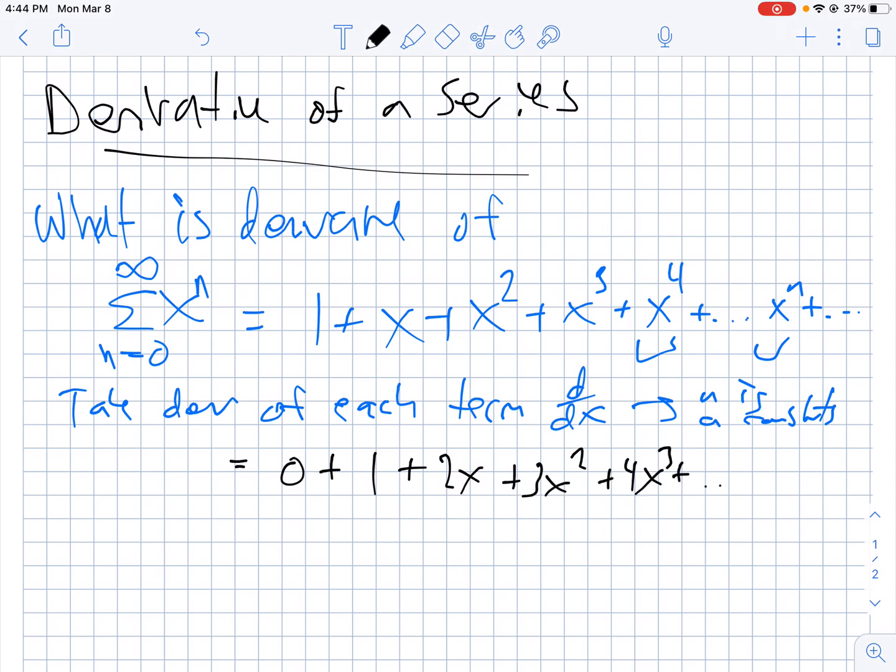So when I take the derivative of this term with an x to the n, the n comes down, and then we subtract 1 from the exponent. So it's nx to the n minus 1. That's how we take a derivative. So if we just do the general term, it's just a series of nx to the n minus 1. Okay, so that's how we can take the derivative of a series. Just take the derivative of each term. Remember that n is a constant.